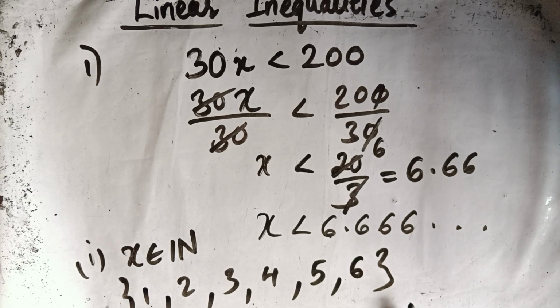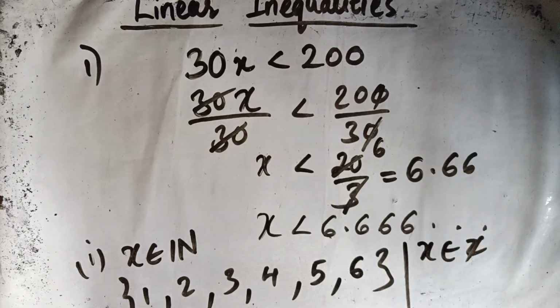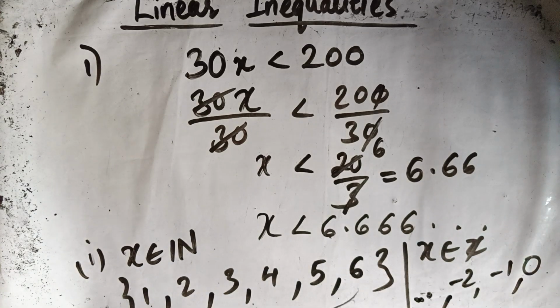Then second, they have given x is an integer. Integer means negative numbers are also there. So all these are included, plus we have 0, -1, -2 and so on. So this becomes an infinite set.